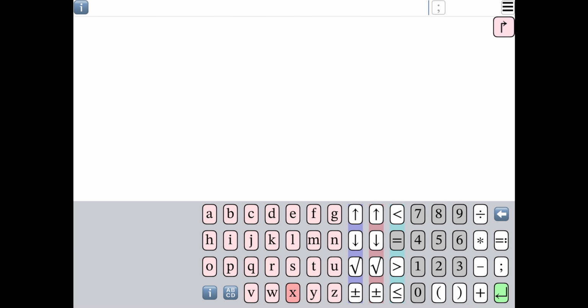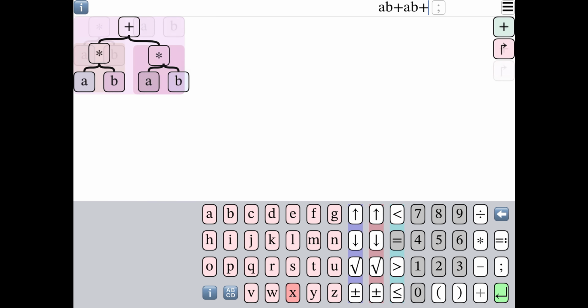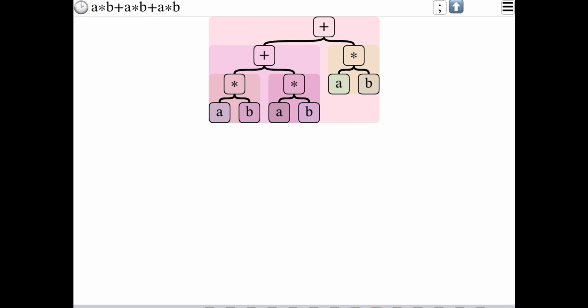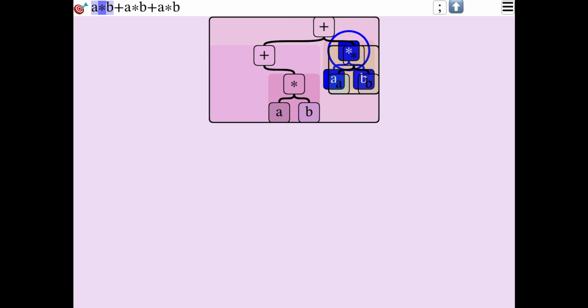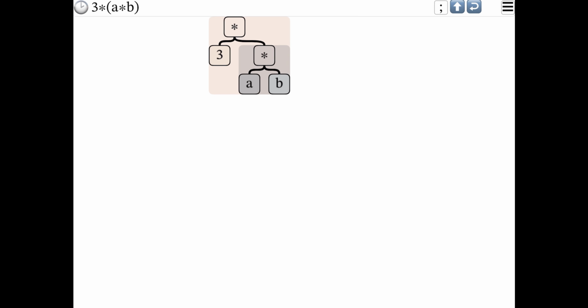Let's look at a more complicated example. Drag the times at the lower left onto the times at the upper right. Lift your finger and see the result 3 times A times B. So the terms you factored don't have to be simple operands. They can be complicated subexpressions too.